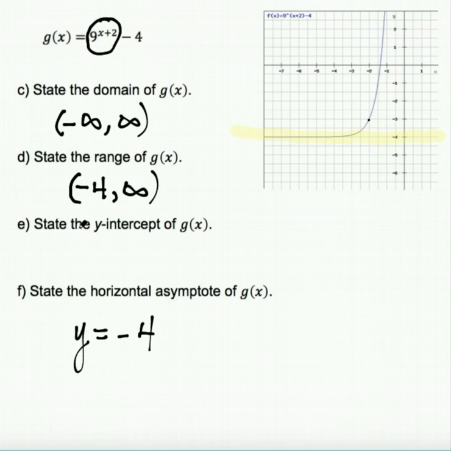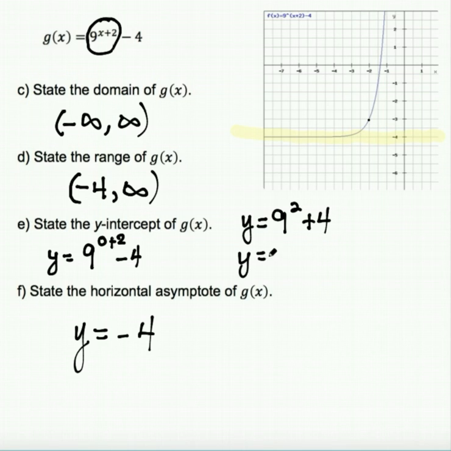And the last piece, state the y-intercept. Well, I don't see on the graph where it's crossing the y-axis, but algebraically I can still find the y-intercept. Remember, the y-intercept is when you put 0 in for x. So that's going to give me y equals 9 raised to the 0 plus 2 power minus 4. So that's going to give me y equals 9 squared plus 4.